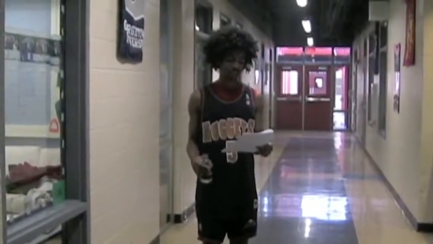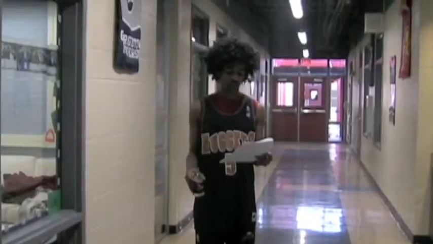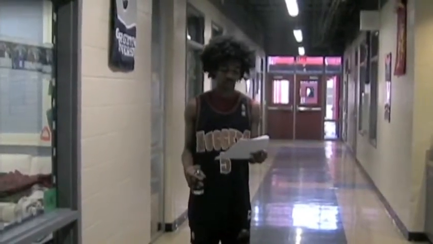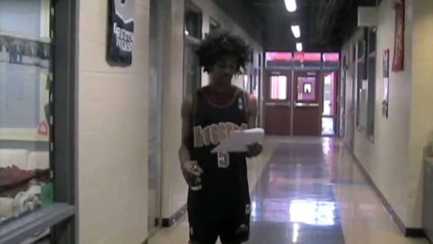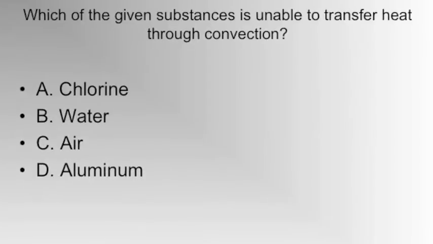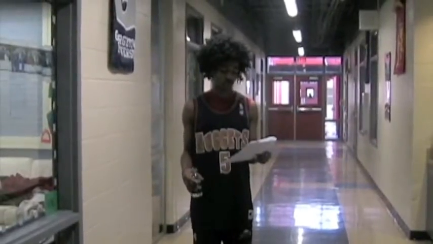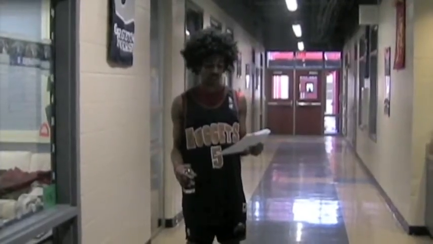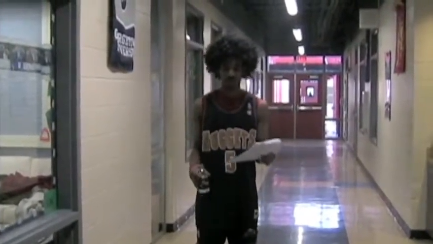Hi there, I'm three-time NBA All-Star LeBron Jordan. I'm trying to figure out which of these four substances are unable to transfer heat by convection on my Jordan convectors. I have four substances: chlorine, water, air, aluminum. To try convection: convection is when hot air rises upward due to a decrease in density and then expanding, giving off heat. This is my shoe.